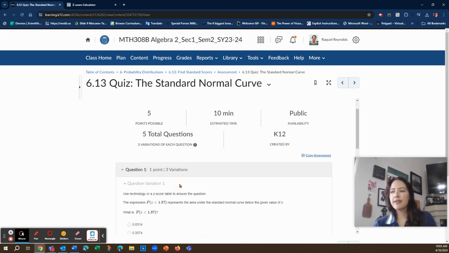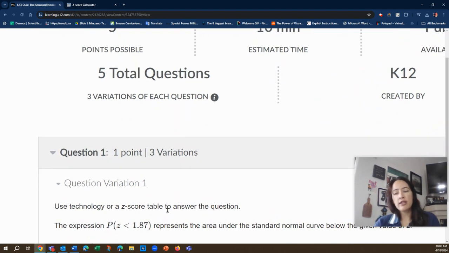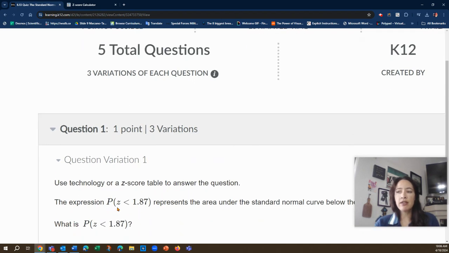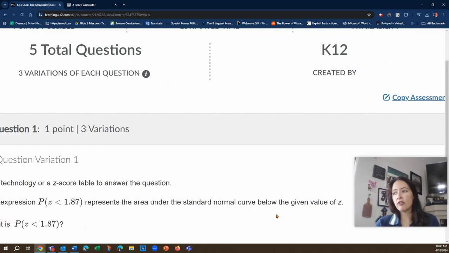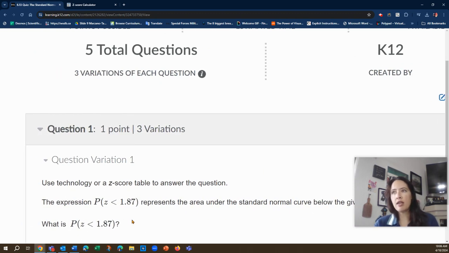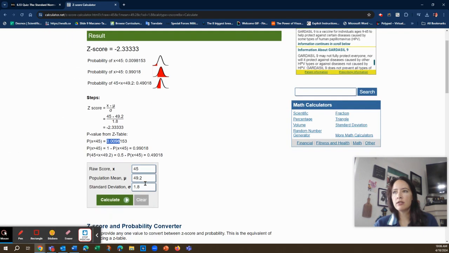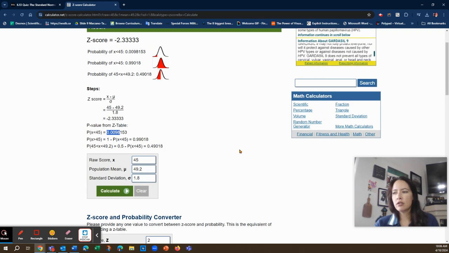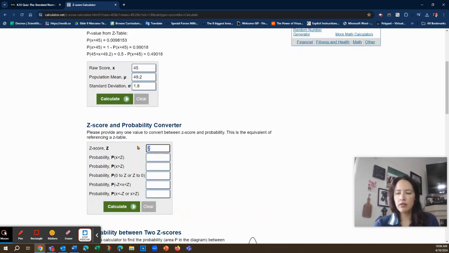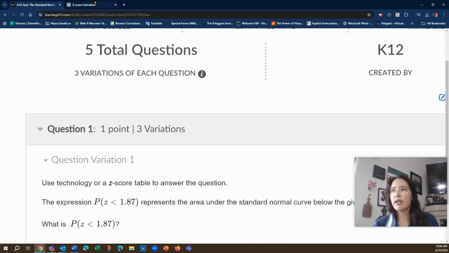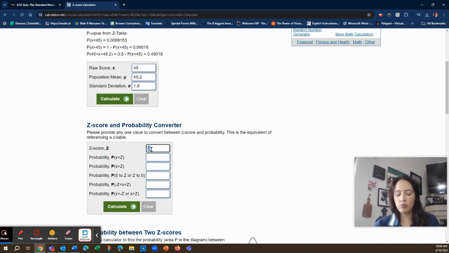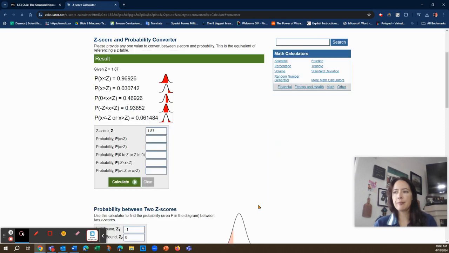Okay, using technology or a z-score table, answer the question. This expression, the probability that z is less than 1.87, represents the area under the standard normal curve below a given value of z. What is that probability? Great. So in our calculator, zoom out, scroll down. Was it negative? I already forgot. Regular, 1.87. Doesn't matter. There's your z-score. You just put it in there, 1.87. Where it says z-score, z equals that, hit calculate.